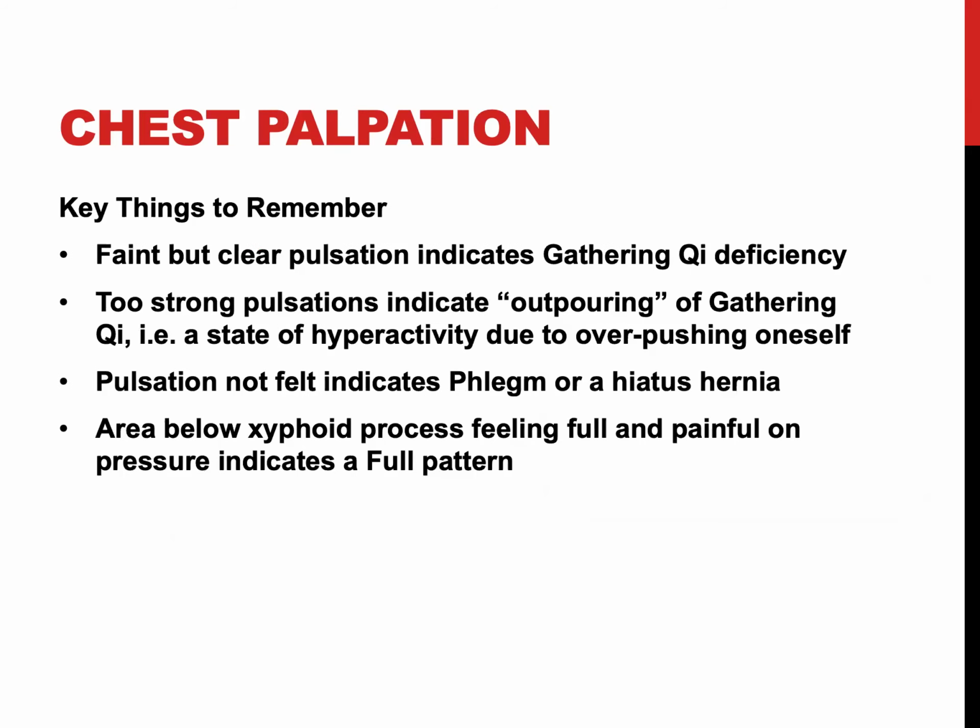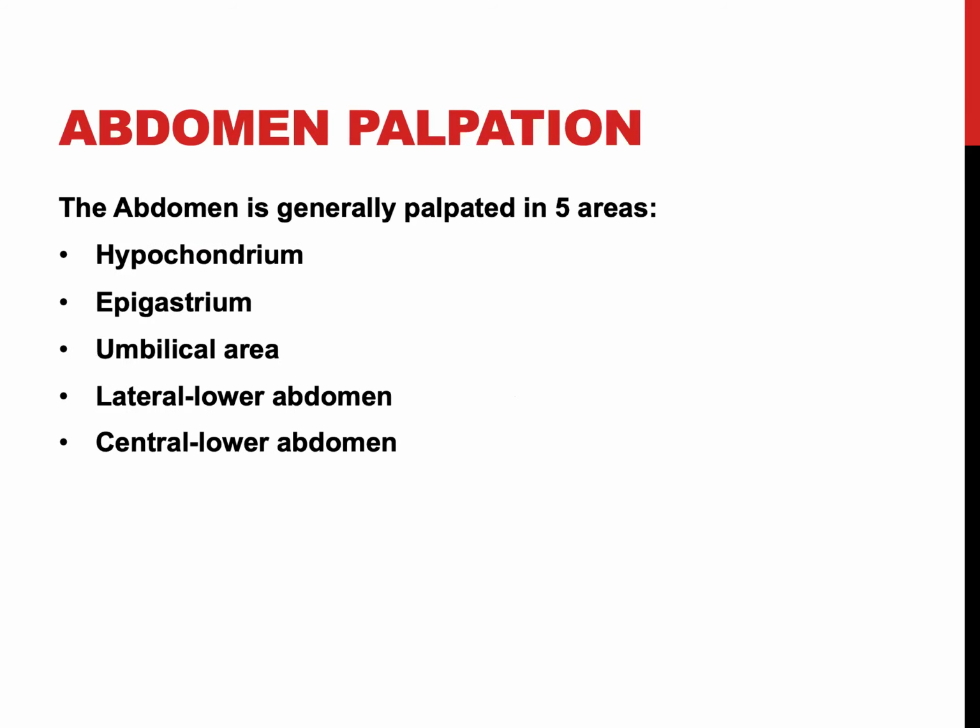So there are key things to remember. Faint but clear pulsation indicates gathering Qi deficiency. Two strong pulsations indicate outpouring of gathering Qi, for example, a state of hyperactivity due to over-pushing oneself. Pulsation not felt indicates phlegm or a hiatus hernia. And the area below the xiphoid process feeling full and painful on pressure indicates a full pattern. Okay, remember. So let's go to abdomen palpation.